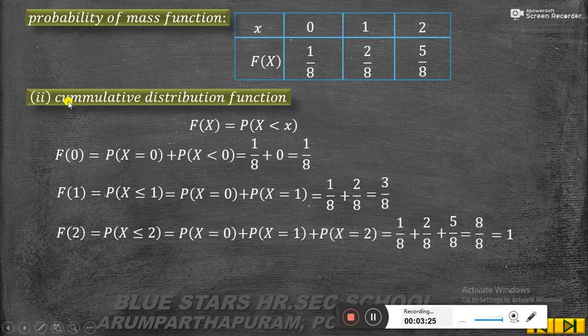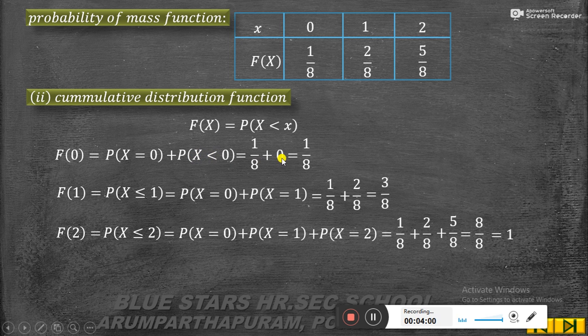Next, the second subdivision asks about the cumulative distribution function. The cumulative distribution function means F of x equal to probability of X less than or equal to x. Now I take x equal to 0. So F of 0 equal to probability of X equal to 0 plus probability of X less than 0. Probability of X equal to 0 is 1 by 8. X less than 0 represents the negative numbers. Other than 0, 1, 2, we take the answer as 0. So for negative values, less than 0, the answer is 0.